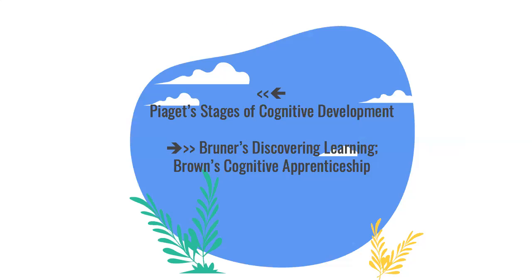So I have done some explanation about Piaget's stages of cognitive development. In the next part of the lecture, I will talk more about other learning theories, especially related to cognitive learning theory, which is Bruner's Discovery Learning and also Brown's Cognitive Apprenticeship.